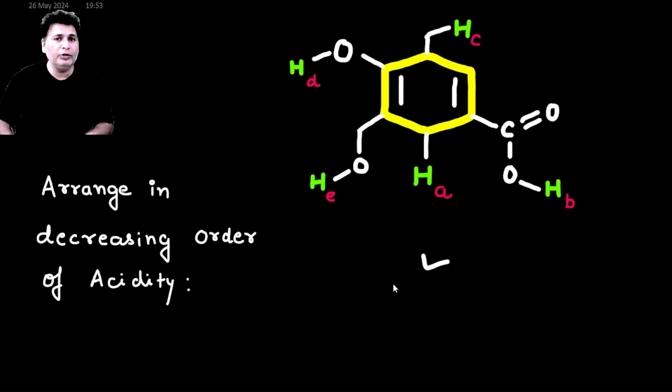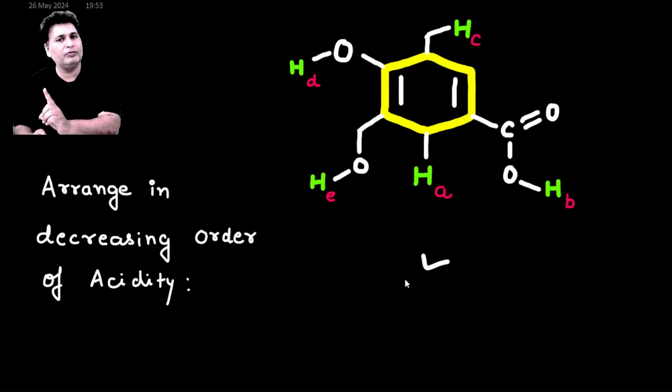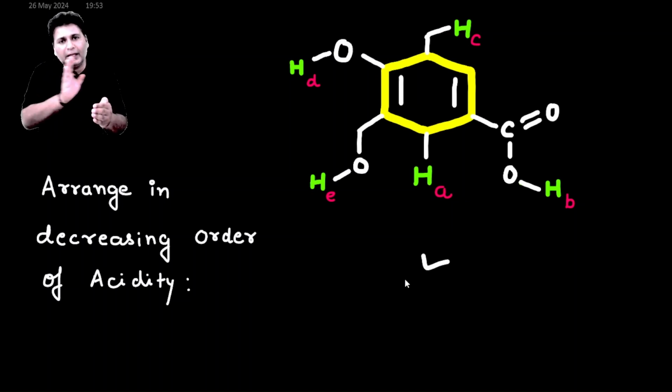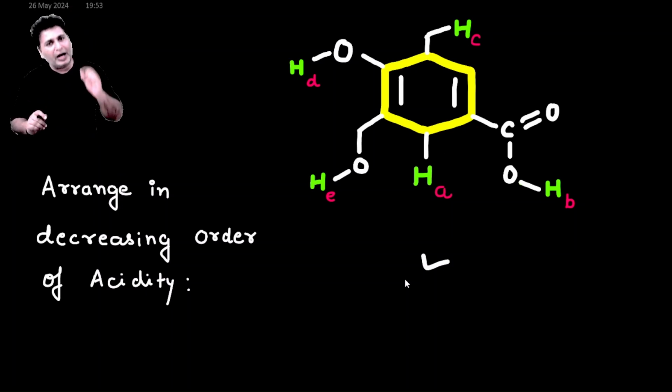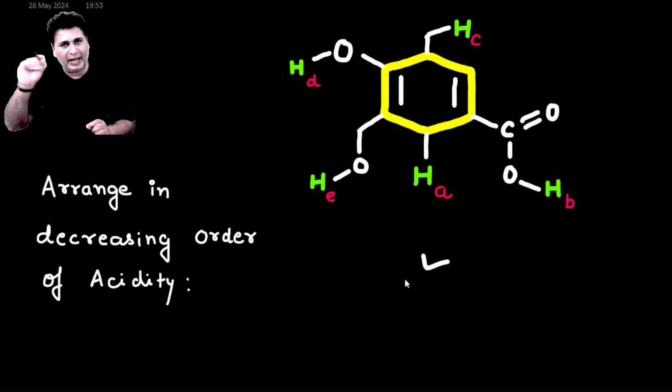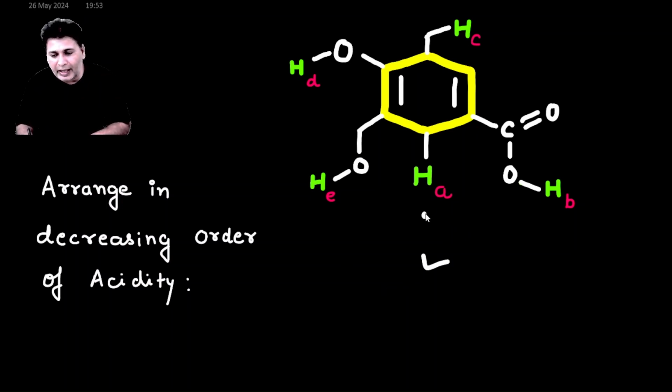I have already told you, whenever you talk about acidity, what you have to do is take out that hydrogen as H plus, and the minus charge will remain with the atom to which that hydrogen was earlier attached. So an anion will be left behind and H plus will go away. You have to make all those anions by plucking the hydrogen A, B, C, D, E one at a time. I will start with the hydrogen A first.